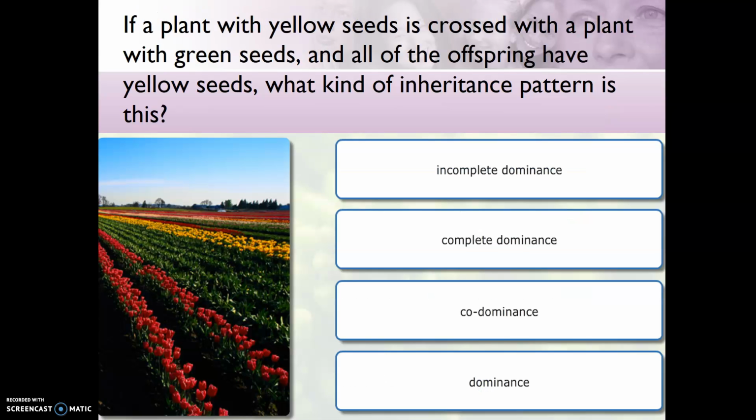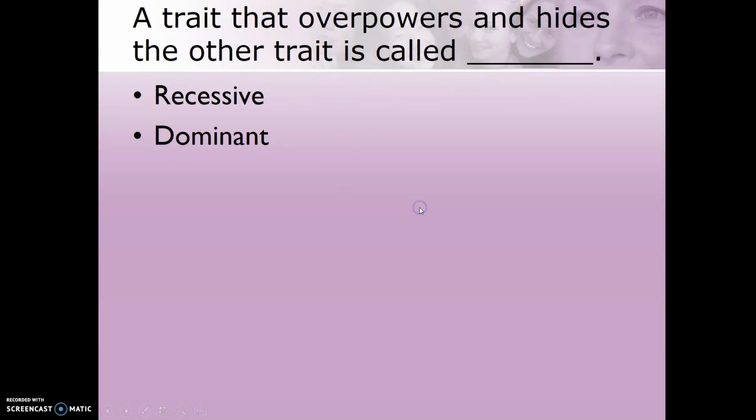If a plant with yellow seeds is crossed with a plant with green seeds and all the offspring have yellow seeds, what kind of inheritance pattern is this? Incomplete dominance, complete dominance, codominance, or dominance? Pause the video and make your choice. The answer is complete dominance because the yellow completely masks the green. We don't even know that the green is there.